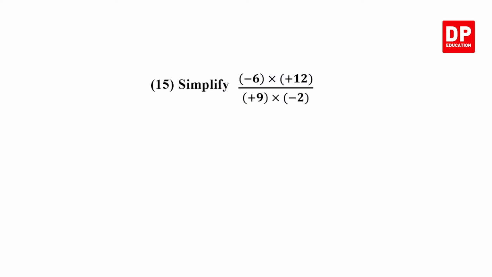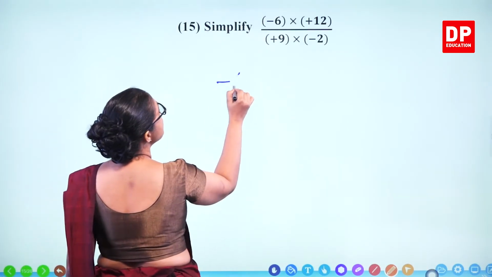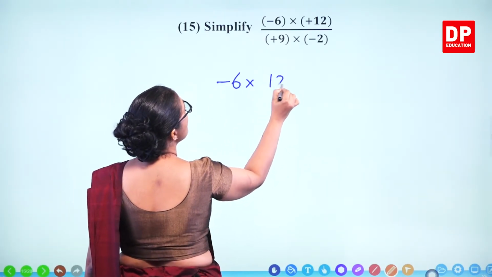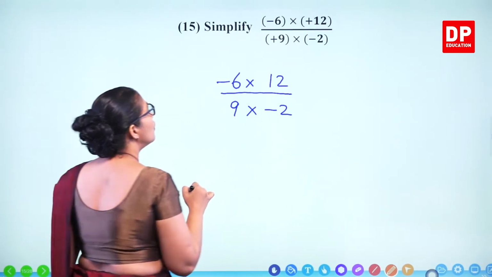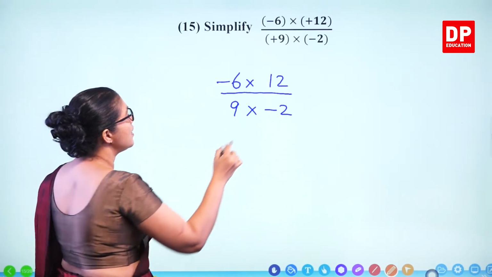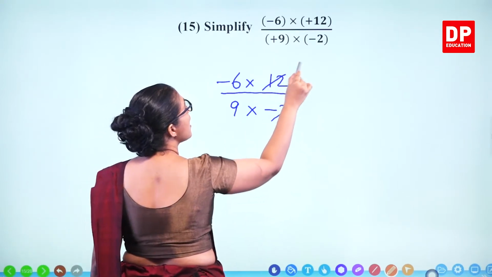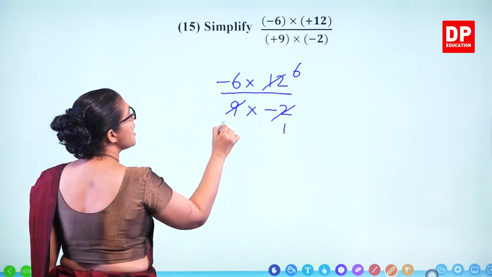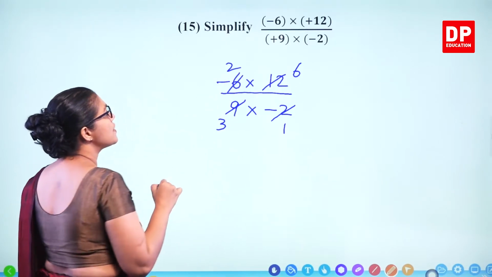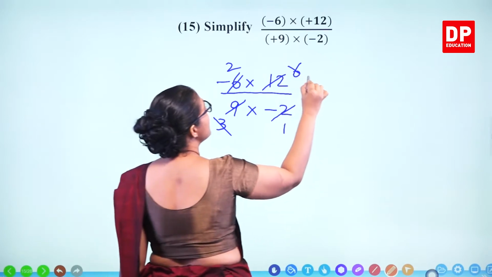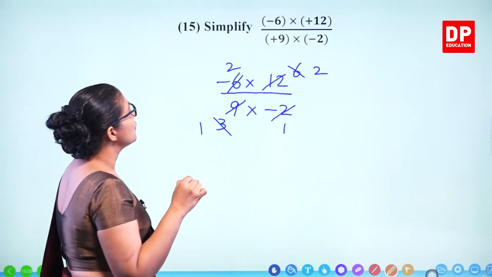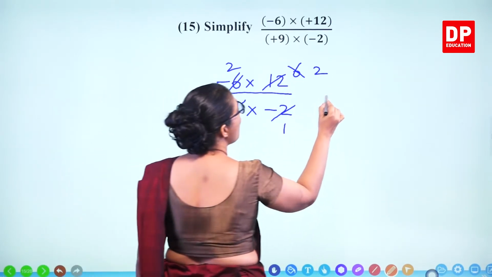15th one, simplify. Minus 6 plus 12, 9 and minus 2. First we'll simplify here. 2 times 1, 2 times 6. Here 3 times 3, 3 times 2. So 3 times 1 again, 3 times 2. So 2 times 2, 4.